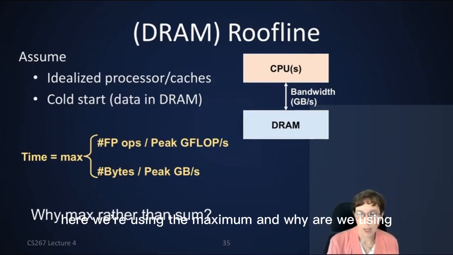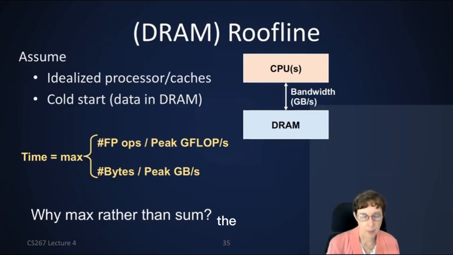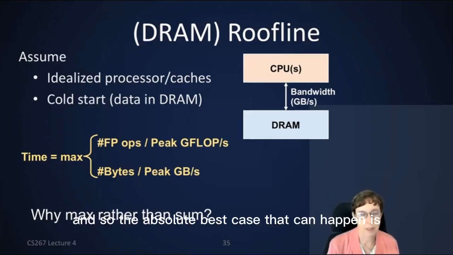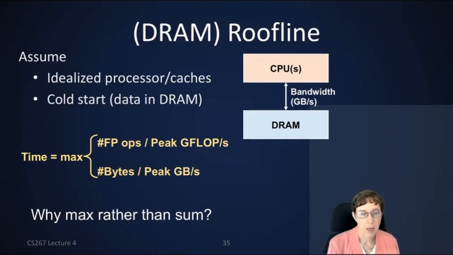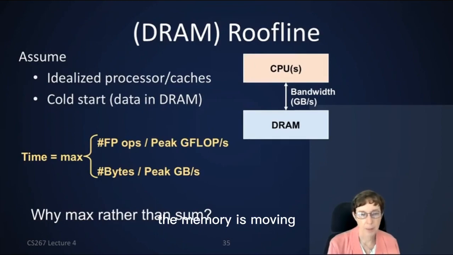And why are we using the maximum? We're using it because in many cases in the hardware, the floating point operation can happen simultaneously with the data movement. And so the absolute best case that can happen is that they're both happening together. The floating point units are fully occupied, and the memory is moving.